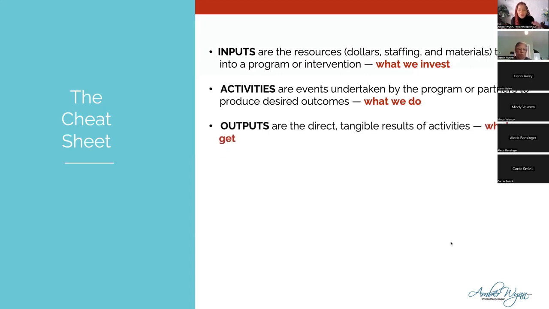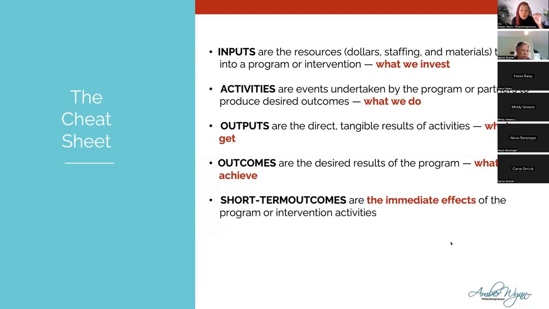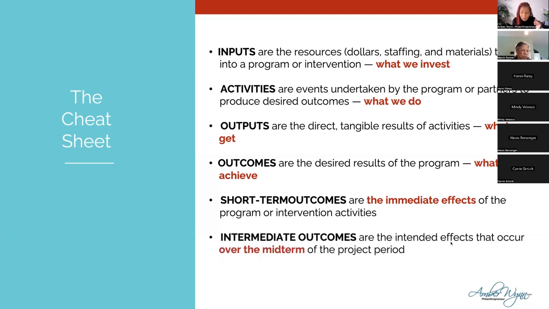The outputs are the direct and tangible results of activities. So that's what you get. And then the outcomes are the results of the program. And that's what we achieve. The short-term outcomes are the immediate effects of the programs or the interventions. And the intermediate outcomes are the effects that happen somewhere in the middle of the project. But the long-term outcomes are the overall desired program results.